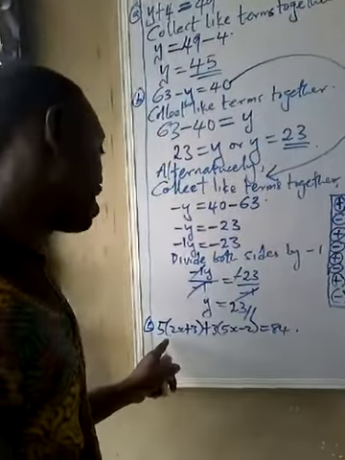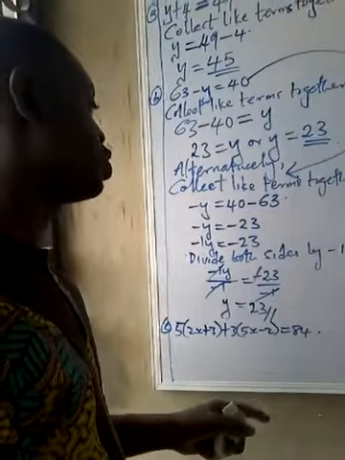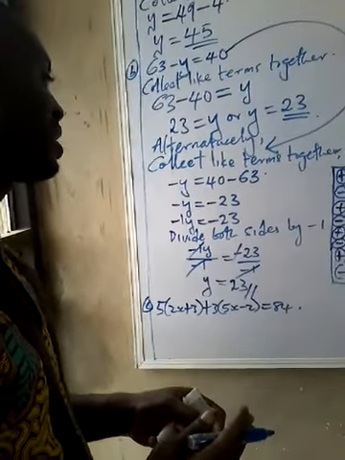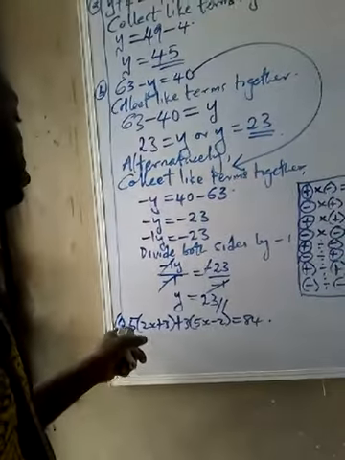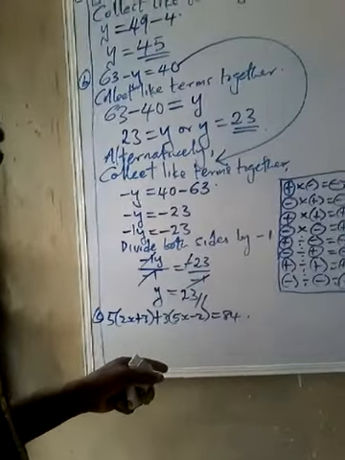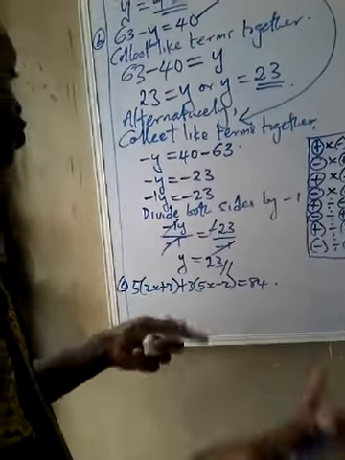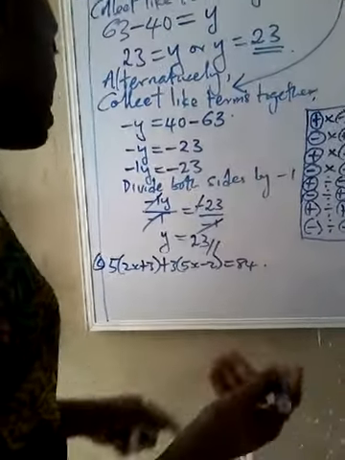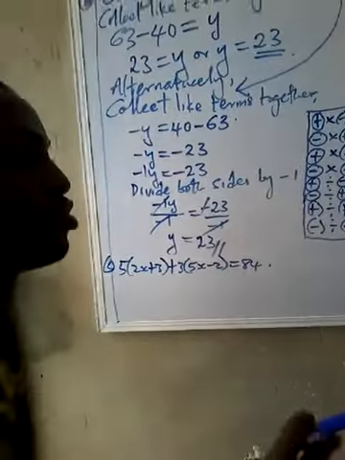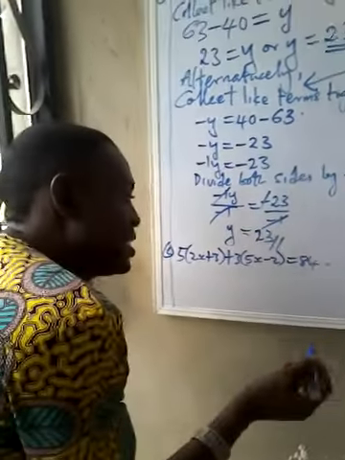If you have a bracket like this, you follow the principle of BODMAS. In mathematics, you know what BODMAS means. The B in BODMAS means bracket, then of. Now, what do you have here? You have a bracket here. You remove the bracket. You open the bracket.